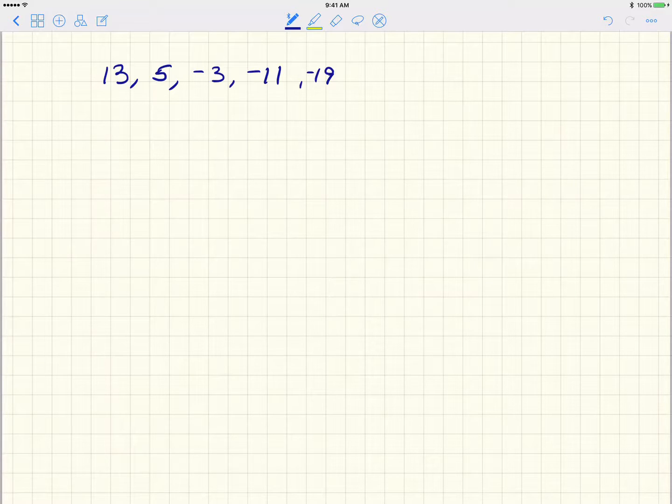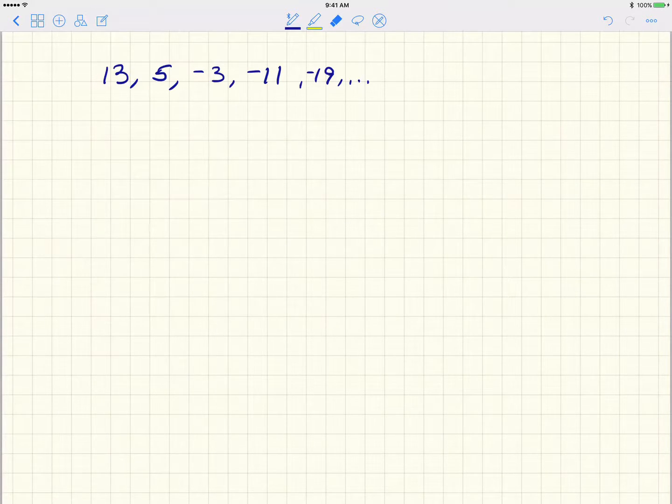Do we have an arithmetic sequence? Is that what we're describing so far? Well, let's take a look. From 13 to 5 is -8. From 5 to -3 is -8. We're subtracting 8 each time. It looks like we have an arithmetic sequence, so that seems to work. We have a linear sequence.